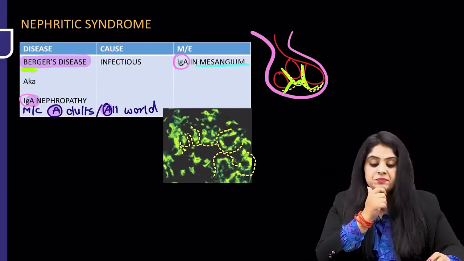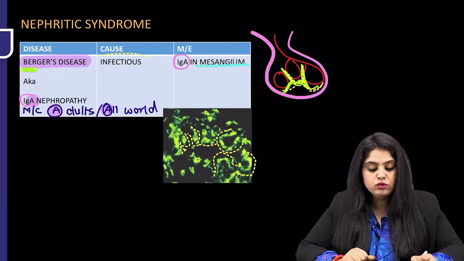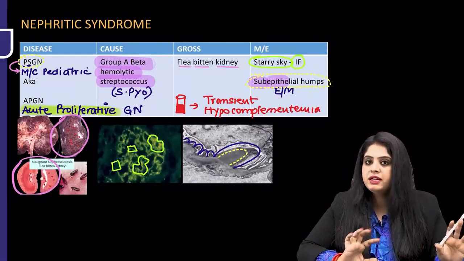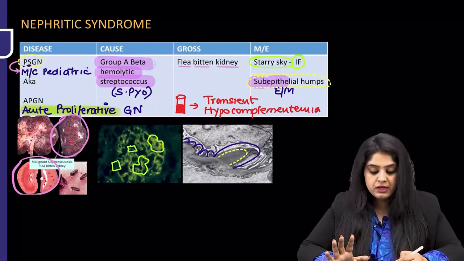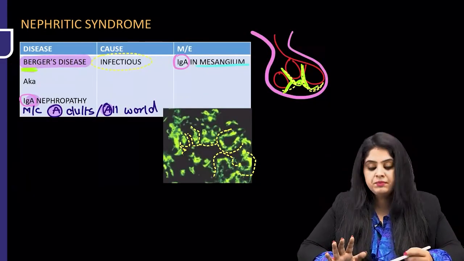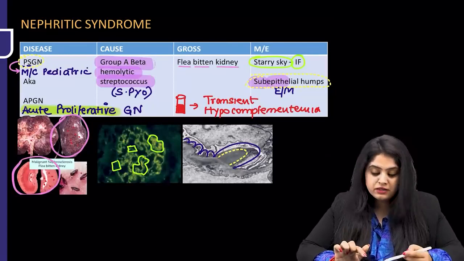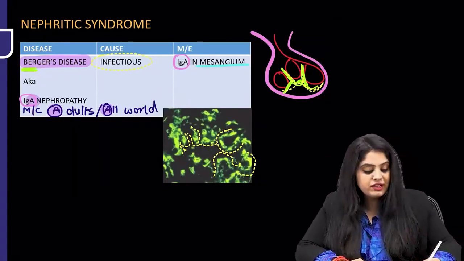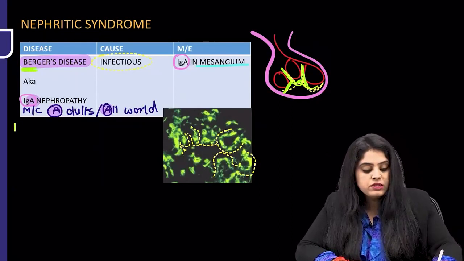Why does it happen? It's an infectious problem. So you will say, one second, ma'am. PSGN was also an infectious problem. The pediatrics streptococcal problem. Berger's is also an infectious problem. PSGN was also nephritic syndrome. Berger's is also nephritic syndrome. How will you differentiate? So look at this very carefully. When I'm wanting to differentiate PSGN from Berger's, what am I going to do?